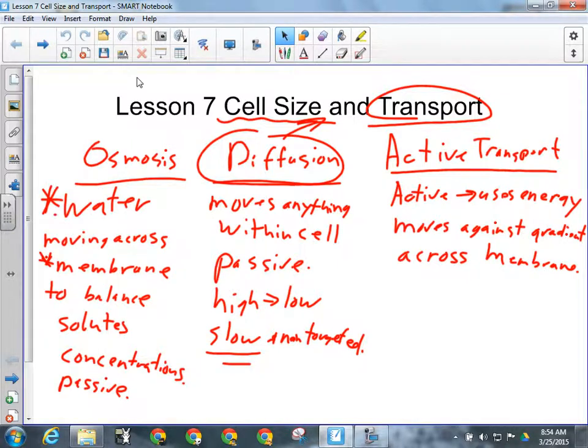Just a quick review here. The main thing we're going to be looking at today, because we're talking about transport within the cell, is diffusion, because that's how a cell transports material from one place to another within the cell. Osmosis and active transport have to do with across the membrane, so we're not dealing with that today. Remember that diffusion is passive, goes from high to low, is a bit slow over large distances, which is what we're going to try and investigate today, and is not targeted.